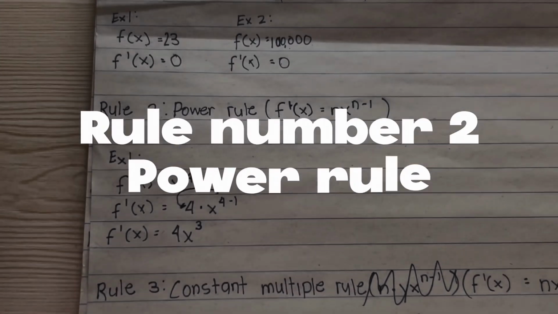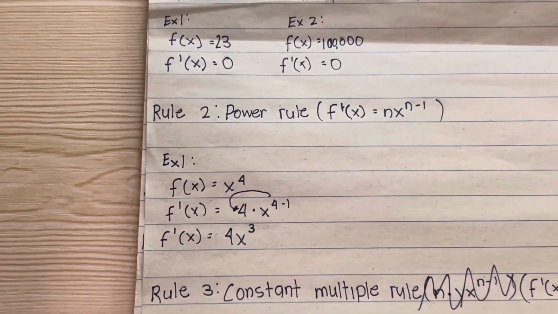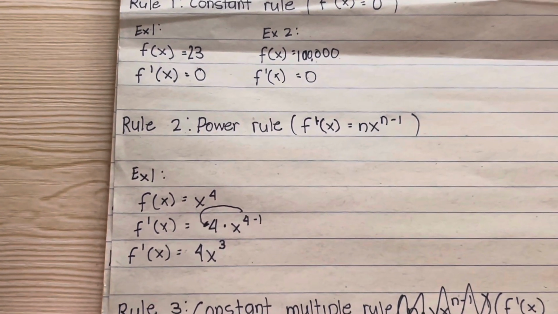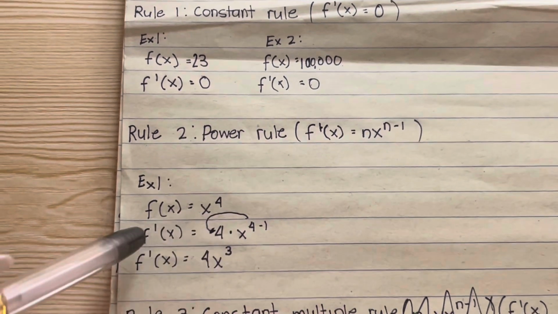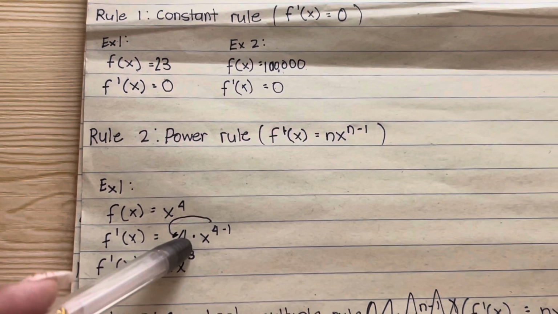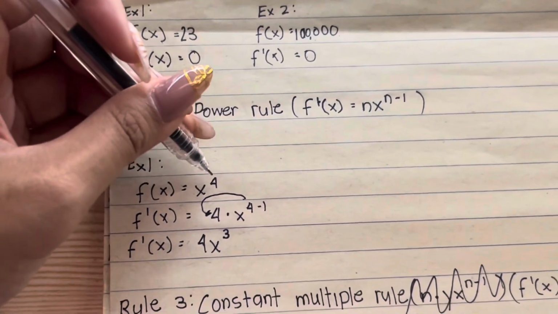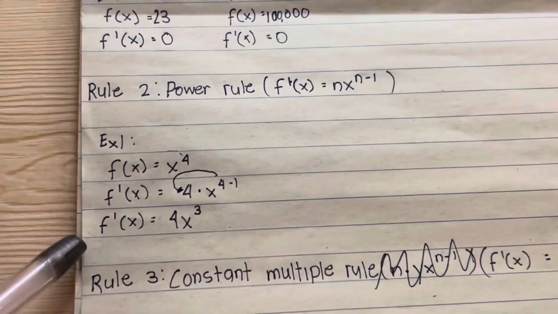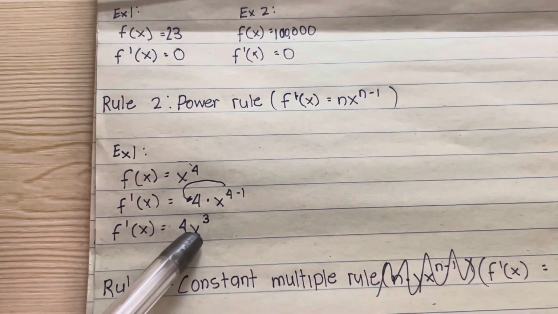Rule number 2, the power rule. When a variable has an exponent, all you have to do is multiply the exponent by the variable and subtract 1 from the exponent. For example, f of x is equal to x raised to 4. The derivative of f of x is 4 times x raised to 4 minus 1. So, ililipat nyo lang yung exponent dito para ganyan yung itsura. And the result will be the derivative of f of x is 4x cubed.